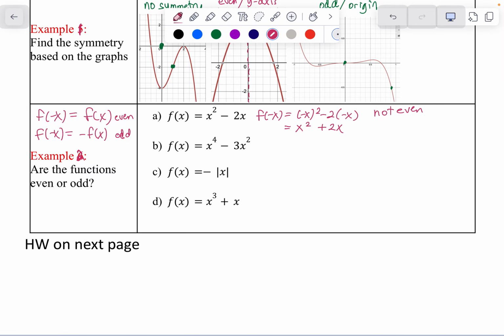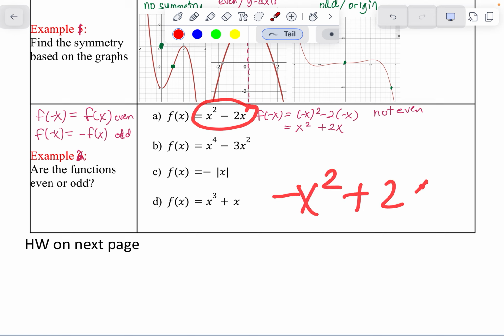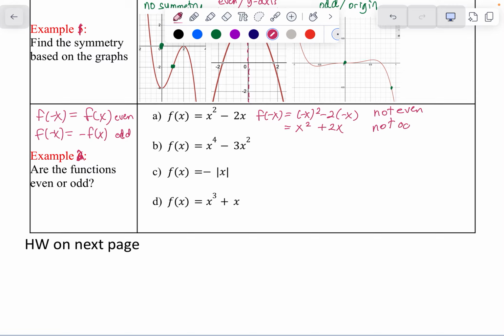We can rule that out if it doesn't go back to the original, okay? Is it the opposite of the original? Meaning, if I multiply through by -1, would I get what I see on the paper? If I multiplied everything in this equation by -1, I would get -x squared plus 2x. Is that what we see? No. So it's not odd either. Okay. So now let's take a second and look at the graph. It should not be foldable across the y-axis. It should not be spinnable at the origin.